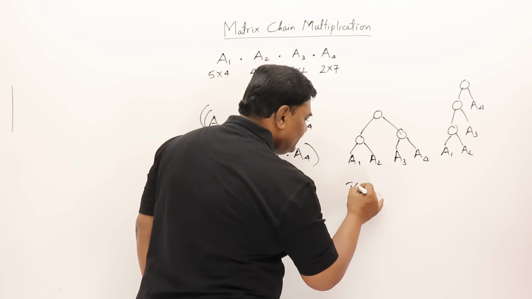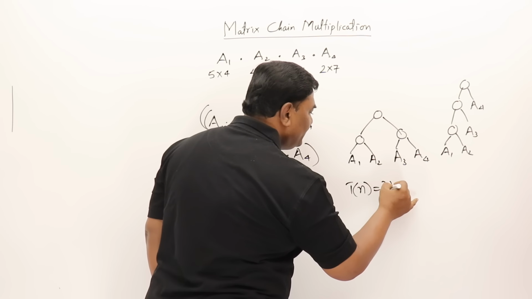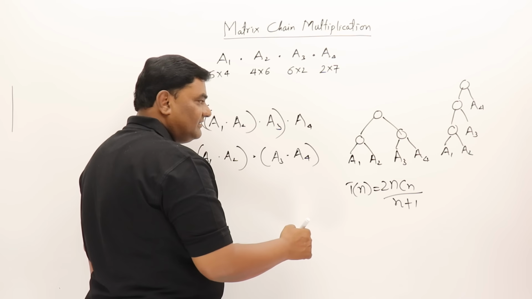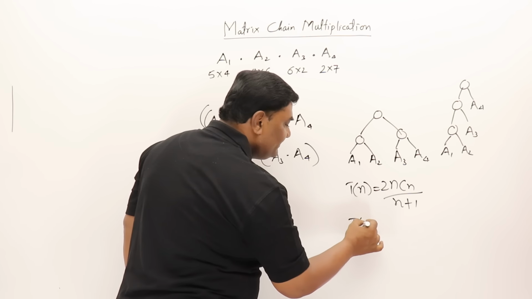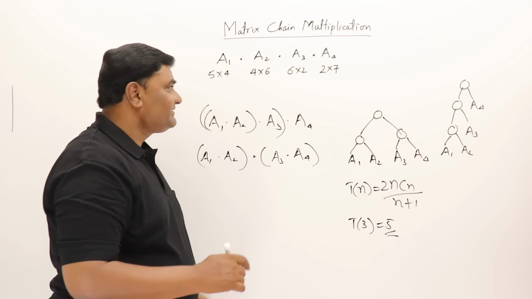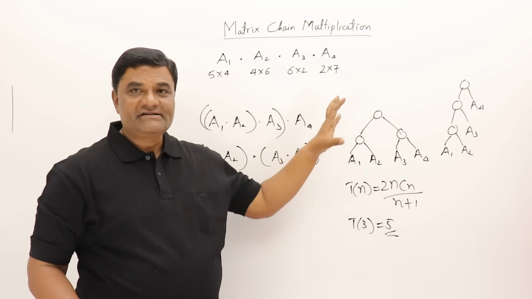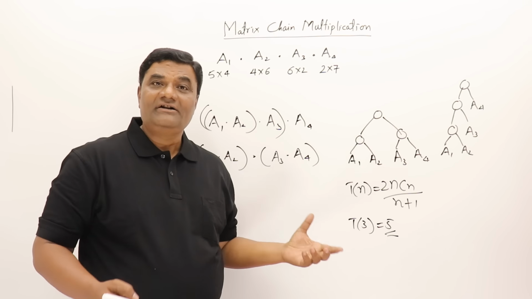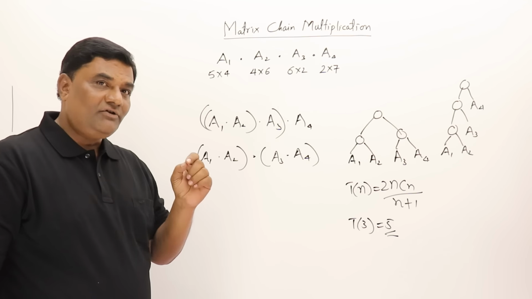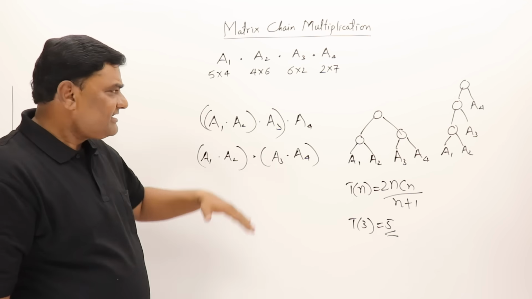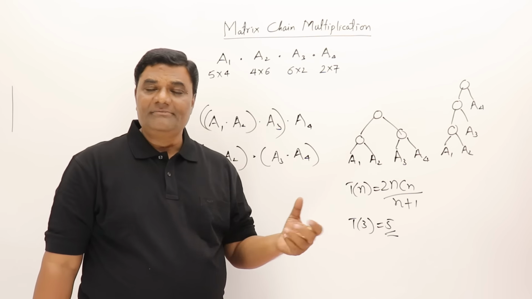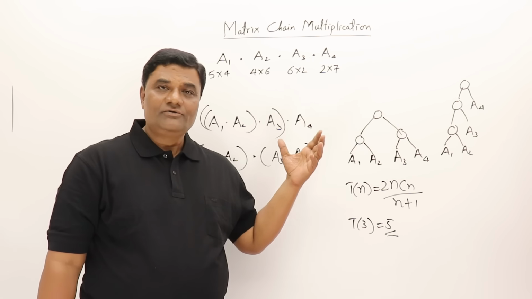For n nodes, 2n C n divided by n plus 1 binary trees are possible. Now for 3 nodes, how many will it be? If I substitute 3 here, I get the answer 5. So these matrices can be multiplied in 5 different ways; 5 different ways they can be parenthesized. Which one do I want? I want the minimum. So shall I try all 5, calculate their total cost and pick the best one? No, I don't have to do it like this.